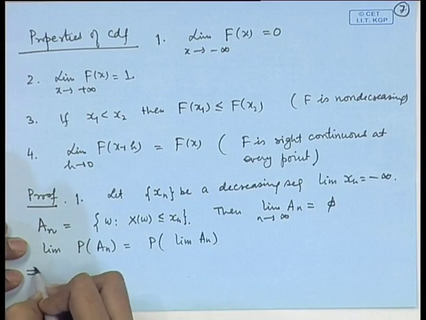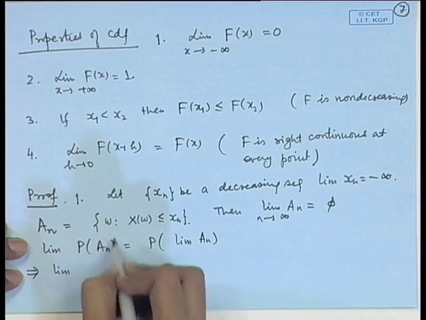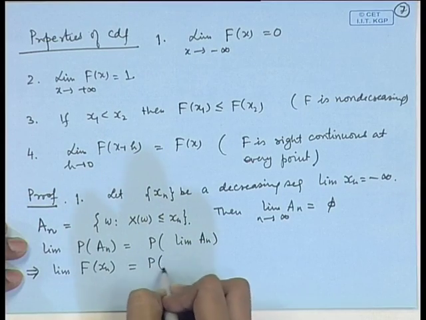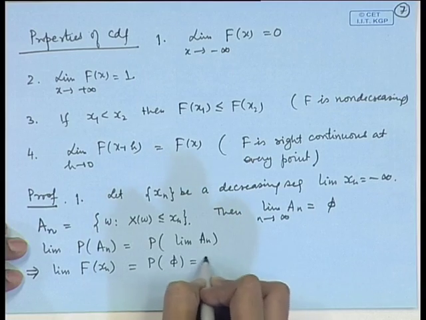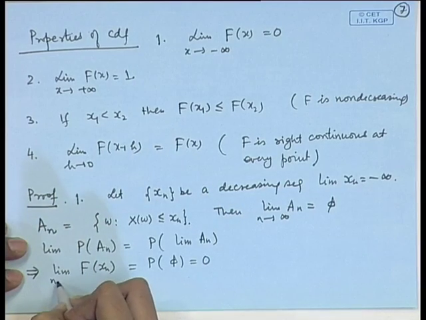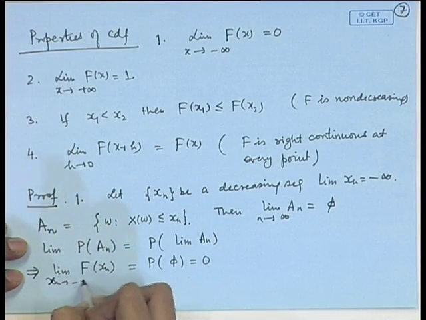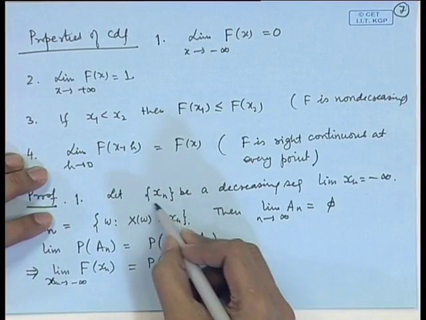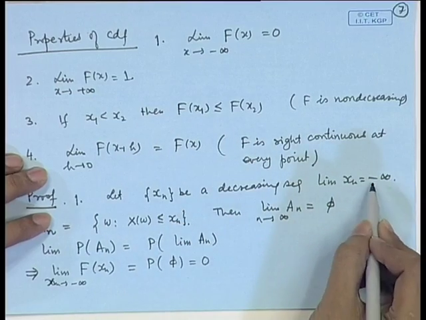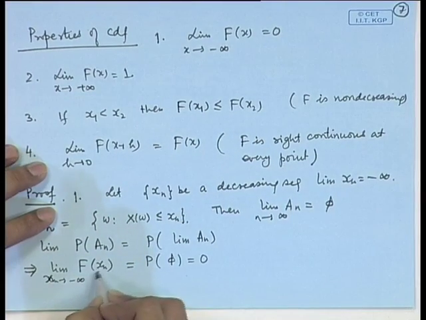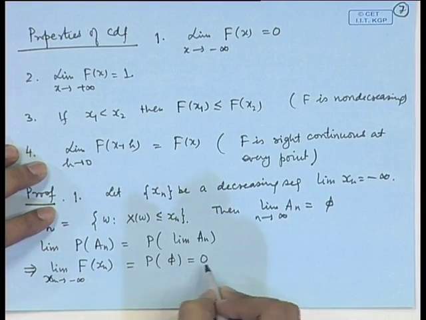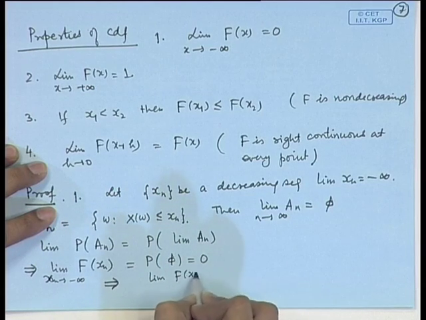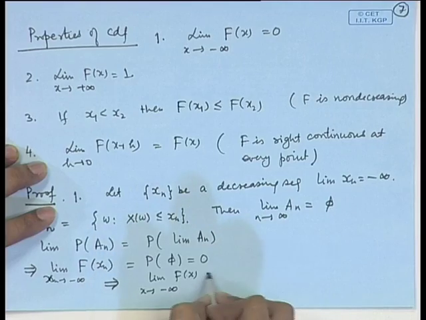So, this is limit of probability of A_n, which is nothing but F of x_n, and on the right hand side I will have probability of phi, that is equal to 0. So, if I am considering x_n tending to minus infinity, then this is equal to 0. So, if along all the decreasing sequences to minus infinity, limit of F(x_n) as x_n tends to minus infinity is 0, then this implies that limit of F(x) as x tends to minus infinity must be 0.